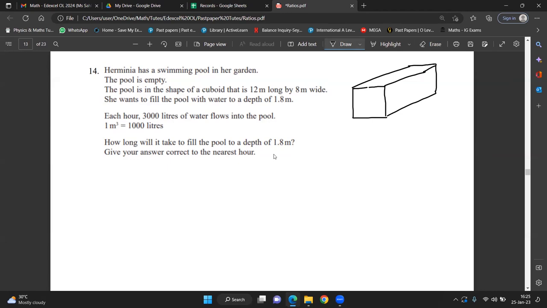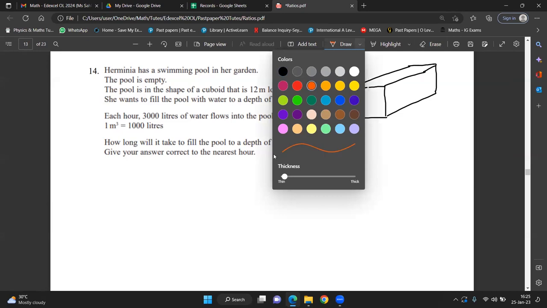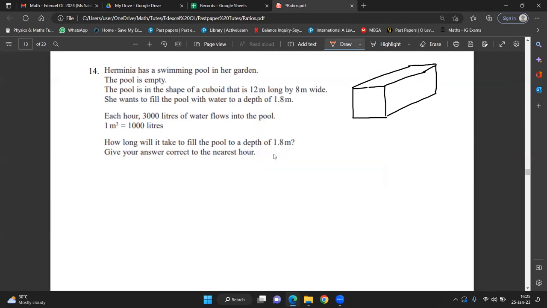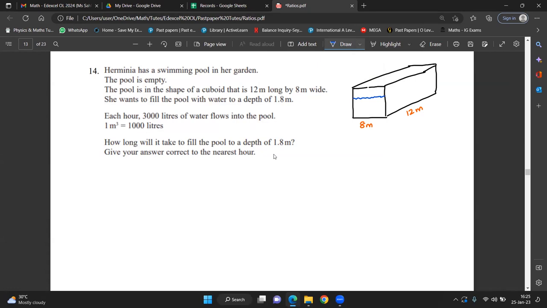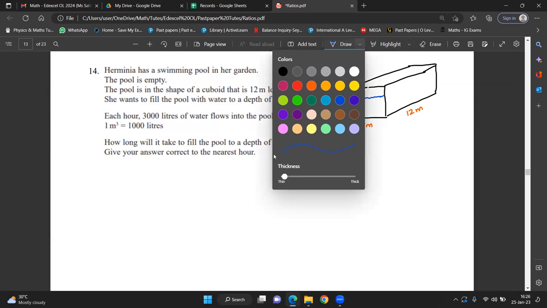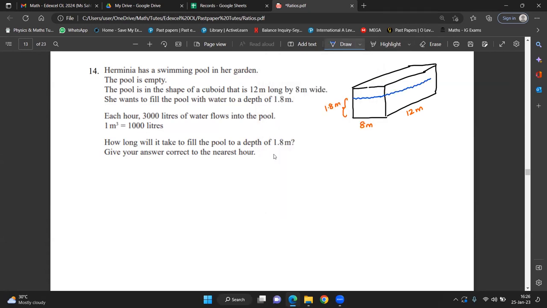Okay, guys, now this is the swimming pool. It's in the shape of a cuboid. All of you focus. It's 12 meters long and 8 meters wide. So put in the lens. This is 12 meters long, 8 meters wide. She wants to fill the pool with water to a depth of 1.8. So guys, if she's filling the pool with water, the depth is 1.8. Faster, copy this down. She's filling the pool with a depth of 1.8 meters, okay?